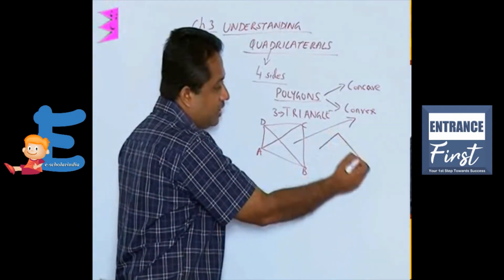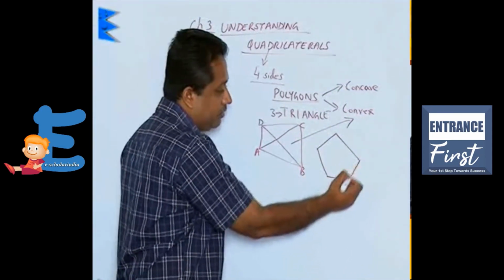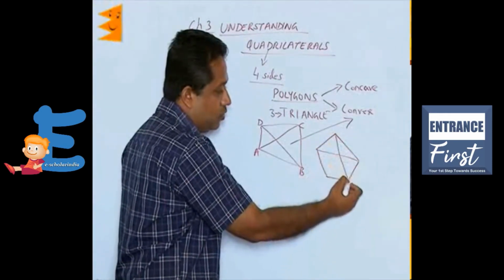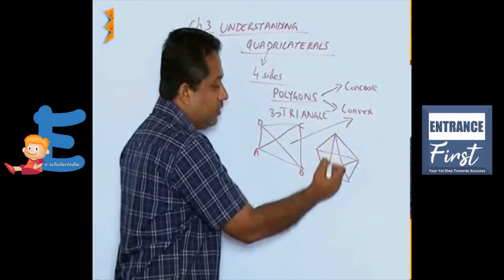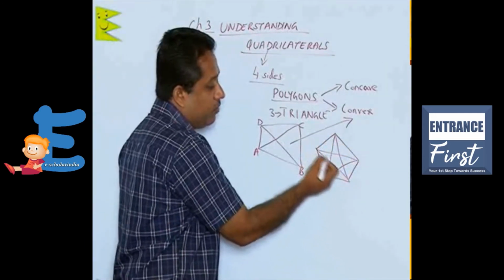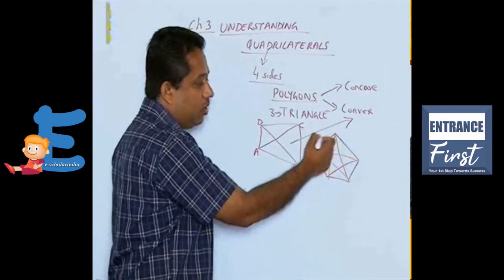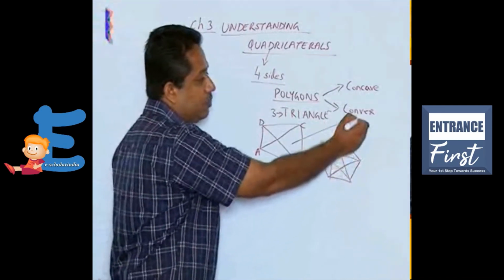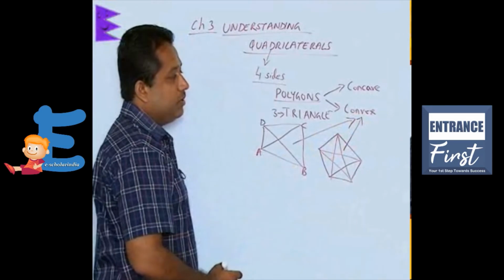Similarly, you can have another figure. Let's say this is a pentagon with five sides. I am going to draw a diagonal 1, a diagonal 2, another diagonal here. Whatever diagonals I am drawing from one point to the other, I find that all the diagonals are lying within the figure. So this is also an example of a convex polygon.